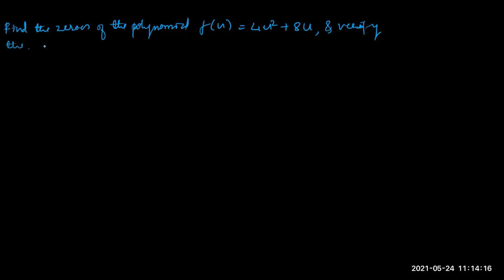Find the zeros of the polynomial f of u is equal to 4u square plus 8u, and verify the relation between the zeros and the coefficients.